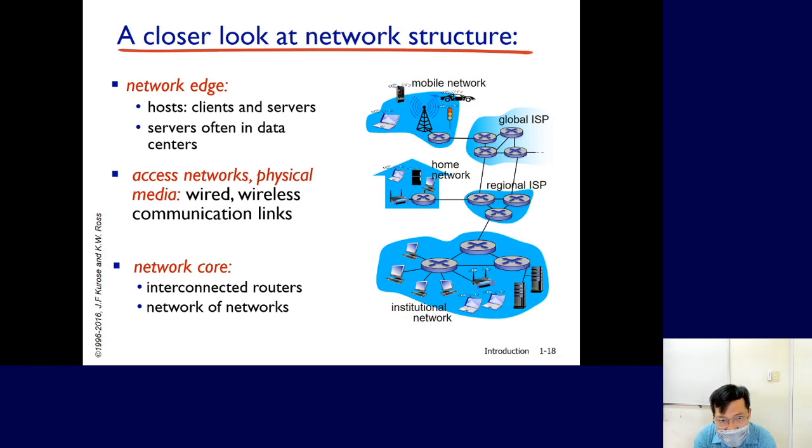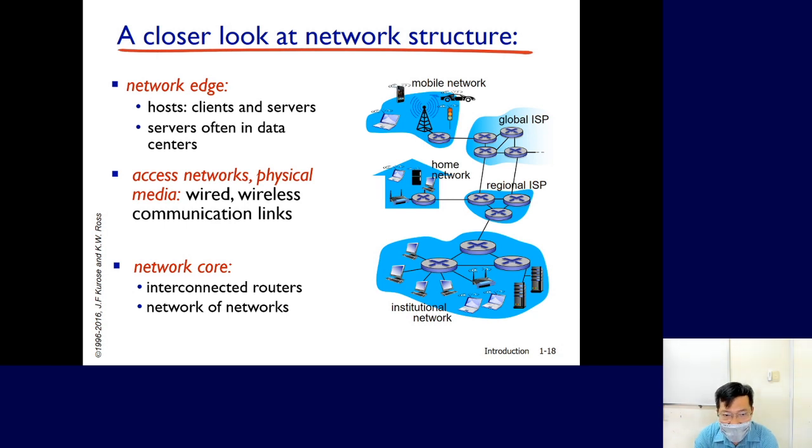So the access network is also in the network edge category. The access network is defined as all hosts and systems connected to the first router, and this router is linked to other routers of the ISP by means of wired or wireless communication links. Here we also see the physical media used to connect the host to networking devices. The physical media are divided into two kinds: wired, such as fiber or copper cable, and wireless, such as using radio spectrum or satellite.